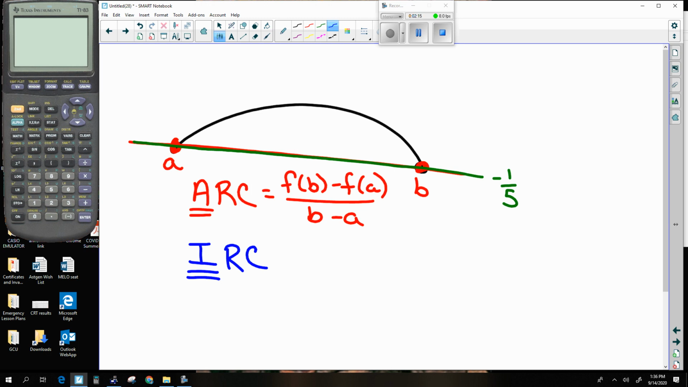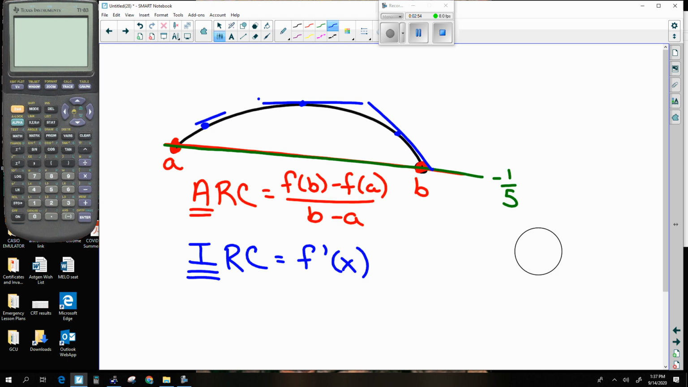However, is that actually true? No, because sometimes it was positive, sometimes it was negative, sometimes it was 0. Those are rates of change as well, but those are instantaneous rates of change. And so those are specific derivatives wherever you want. An instantaneous rate of change is a slope, but it's a slope at a singular point, not a slope given two different points.